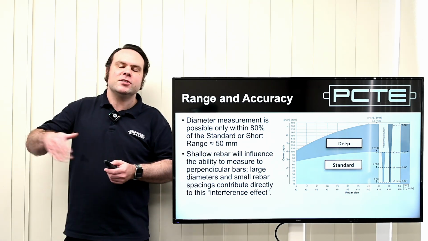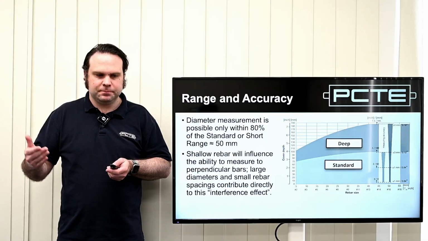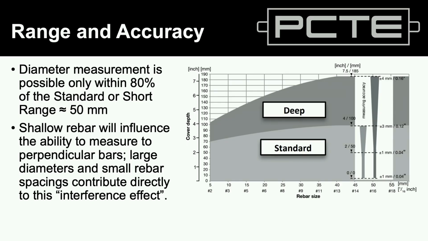Okay, range and accuracy. First rule when you're setting up and using your cover meter is you're going to want to keep it in the shortest range that you can while using it. So if you've got a standard or a short range and a deep range, you'll keep it in the lowest standard range. If you've got something like a spot range as well, something that's trying to get into corners, you wouldn't use that unless you have to use it.